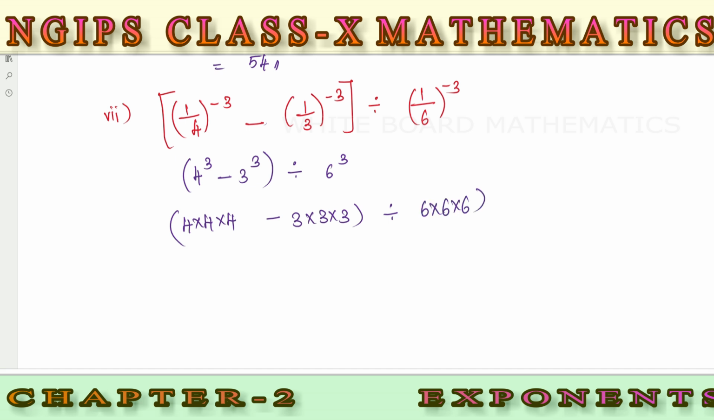Now 4 4s are 16, 4 16s are 64, minus 3 3s are 9, 3 9s are 27, divided by 6 6s are 36, 36 into 6 is 216. So 64 minus 27, what you will get here is 7, left over 5, 5 minus 2 is 3. So the answer here is 37 divided by 216. This is the final answer we got for this problem. Next we will move to the next one.